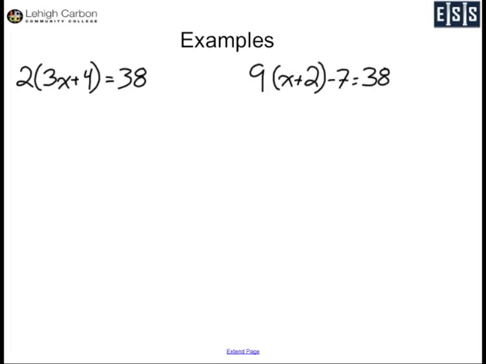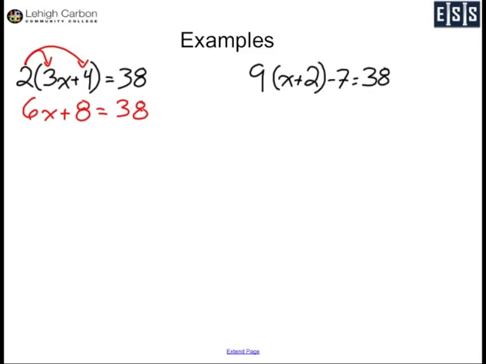Our first example is 2 times the quantity 3x plus 4 equals 38. So do I have grouping symbols? Yes, I need to distribute my 2. Make sure you distribute it fully through everything in the parentheses. We get 6x plus 8 equals 38.